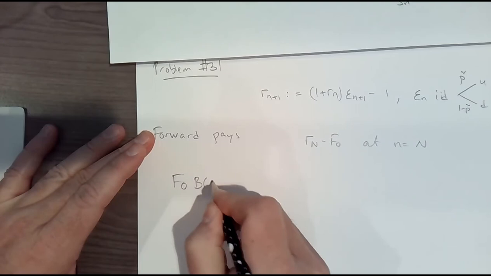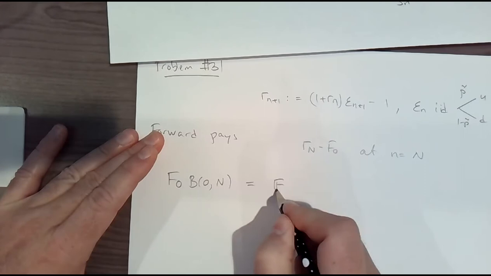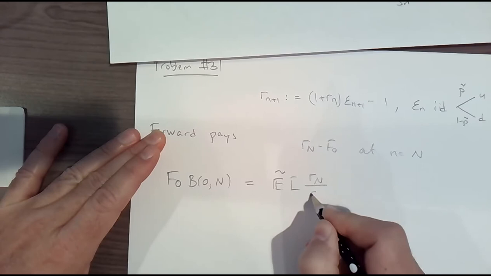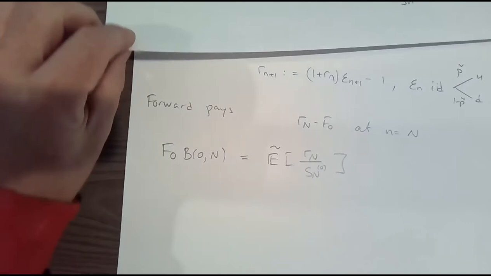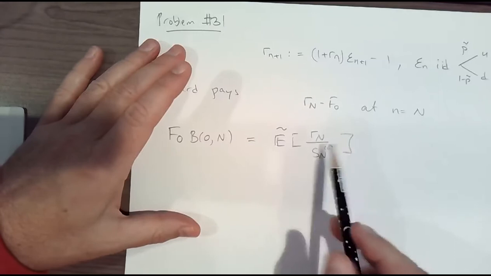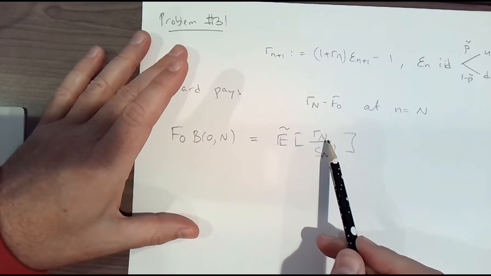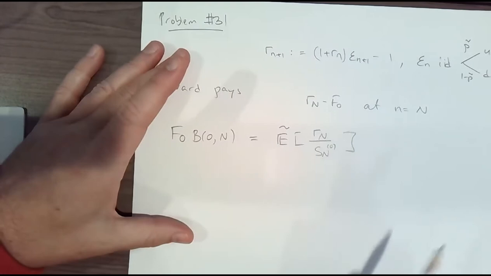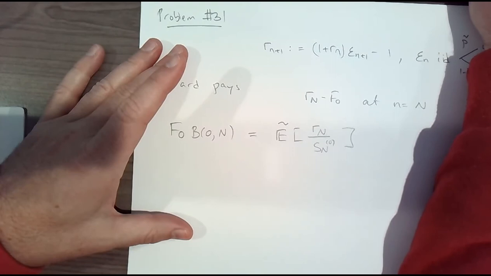So the F0 times B0N needs to be this conditional expectation, Rn divided by Sn0. So the challenge is to work out what is this conditional expectation. And again, had this been traded, had this been a price process of something, then this expectation here would just be equal to R0 because of the martingale property. But we don't have that here. So instead, there's a lot more work to be done. And let me try to take you through it.